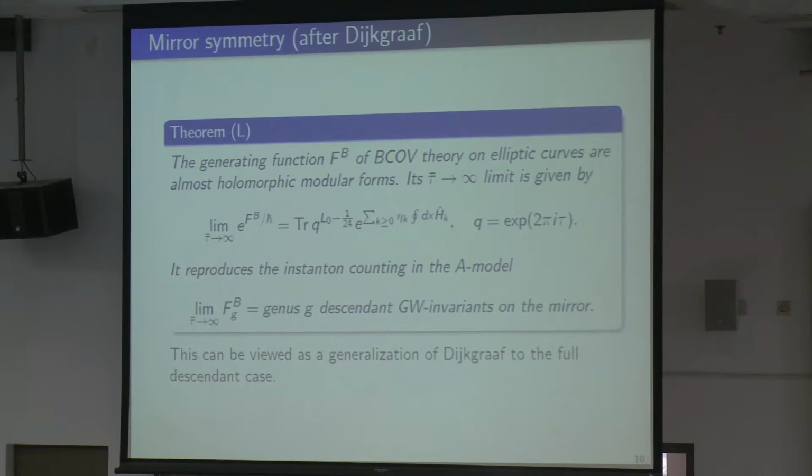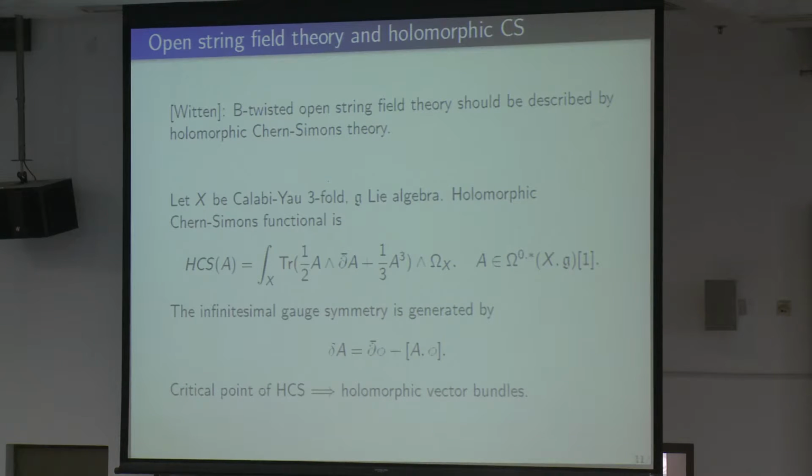how to couple this theory to the open string. So here's some guiding principle. Witten told us that the B-model open string field theory should be described by a version of holomorphic Chern-Simons. So for example, if you work on a Calabi-Yau threefold, say we're going to work on some kind of bundles valued in some Lie algebras, this holomorphic Chern-Simons functional is something like this.